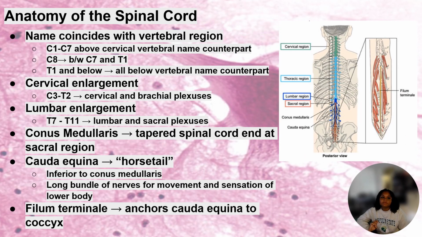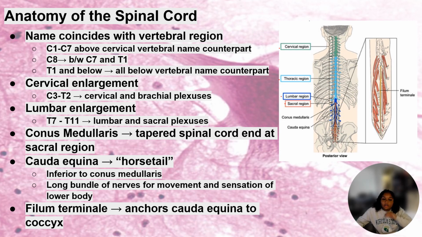Now, anatomy of the spinal cord. I'm going to brush over this too. The name coincides with the vertebral region. So again, like with intercostal muscles and then your intercostal space and your rib cage, those names are together to show that they're localized together. Same for your vertebral column. So you've got your spinal cord. The regions you have are cervical, thoracic, lumbar, and sacral, just like your vertebral column.